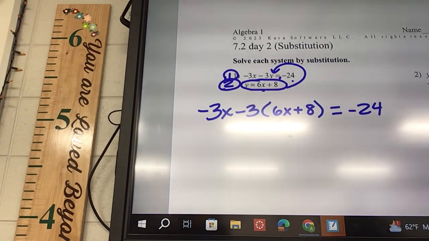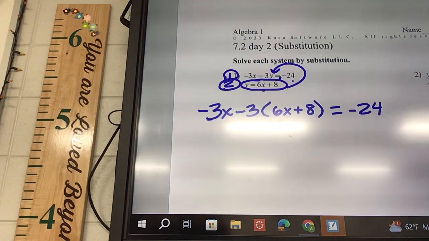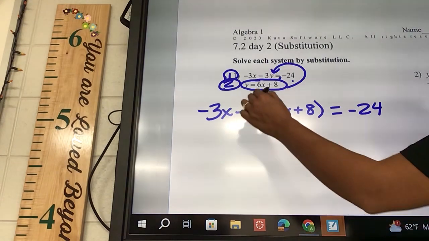The only good thing about substitution is that the steps are the same every single time, and so that repetition comes into play. On that aspect it's nice, but every other aspect, it kind of sucks because there are a lot of steps. So from here, your next step is always going to be to distribute, because we have the parentheses.